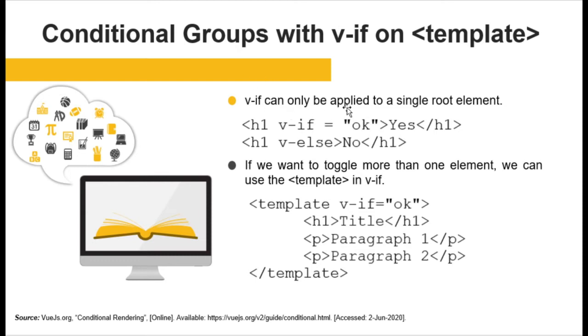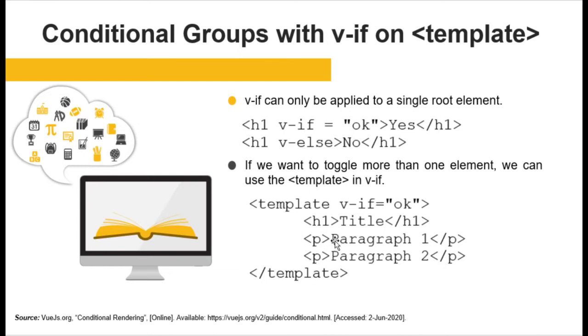So v-if can only be applied to a single root element, just like our previous example. Within an h1, we are able to apply a v-if directive, no other elements. So if you want to render another h1 using v-else, again, it is just a single root element. If you want to toggle more than one element, we can use the template in v-if, just like this one.